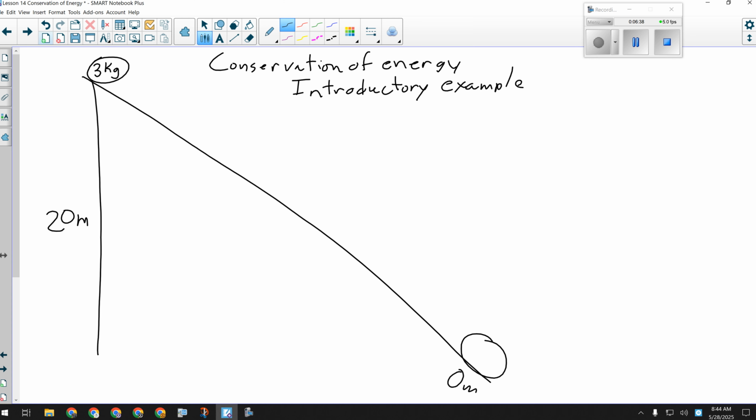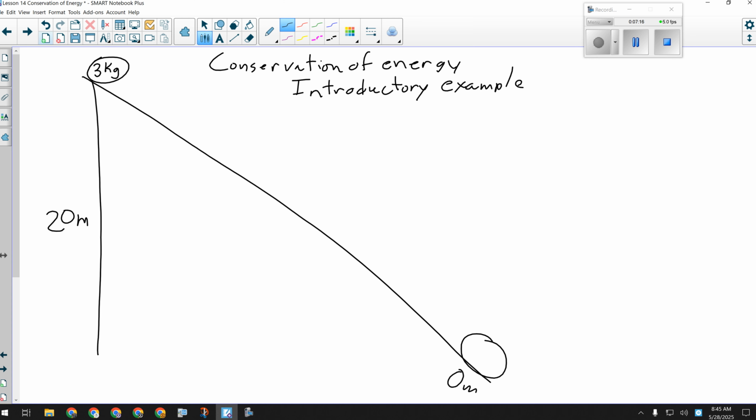Okay, so a conservation of energy question is going to want you to calculate either a height or a speed at one of the two positions based on the information that you're going to get. In this question, the information is going to go like this. There is a ball, a 3 kilogram ball, sitting at the top of a hill. Sitting, not moving. The hill is 20 meters tall. How fast is the ball going at the bottom of the hill?